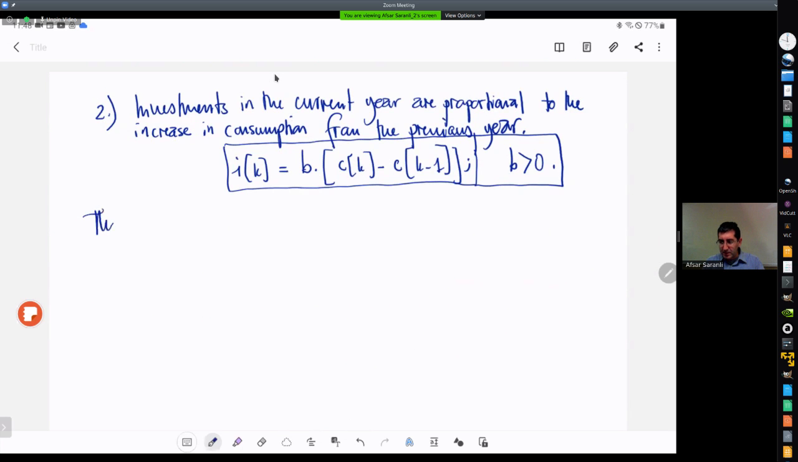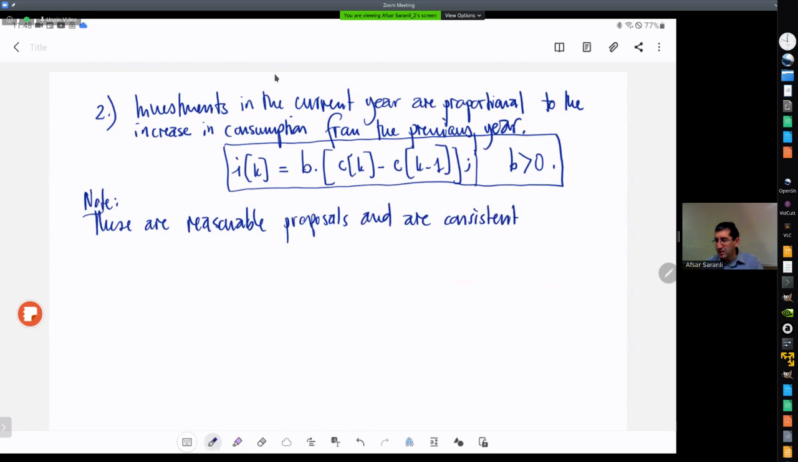Now, as a note, these are reasonable proposals, and are consistent with observed data. So you can think of these as part of the experimentally measured behavior of the system.